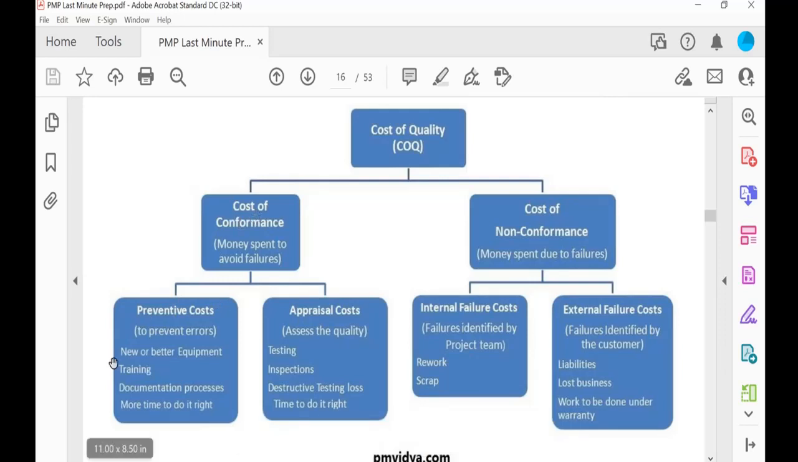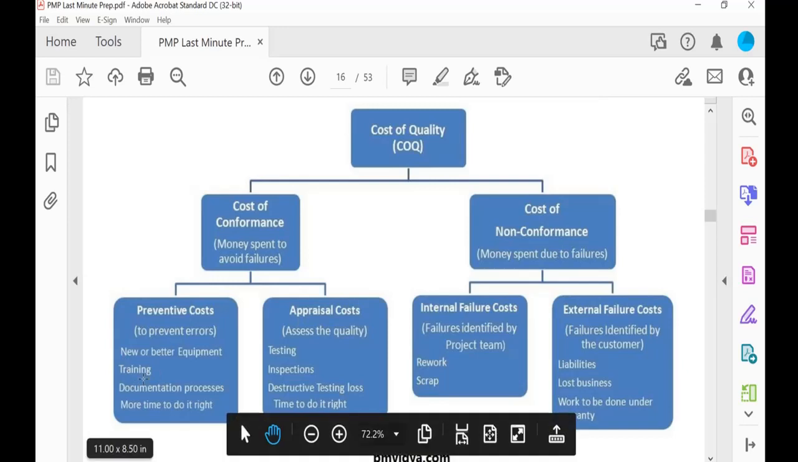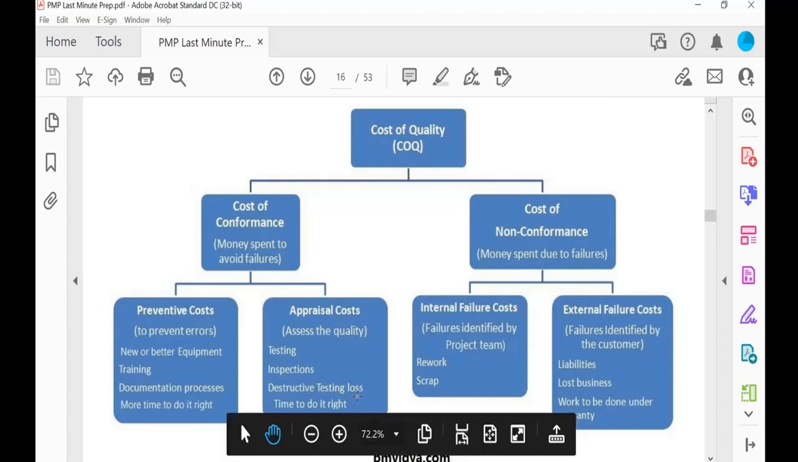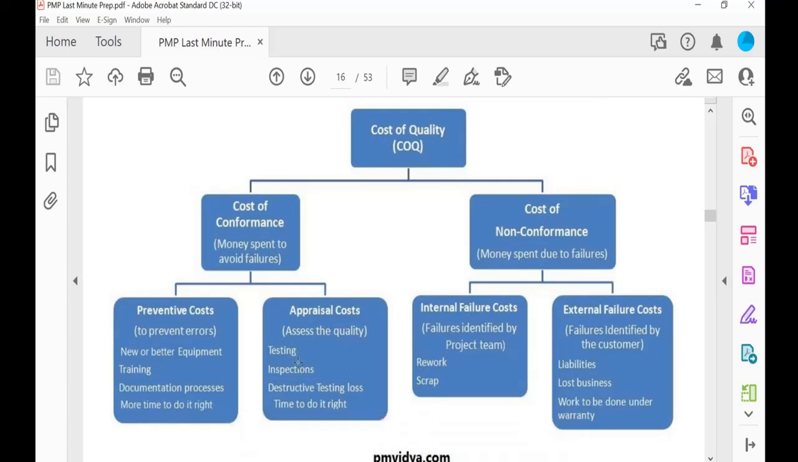There are some mock tests on that training. If you buy new or better equipment for the project work, that is also a preventive cost. And for the appraisal cost, that means assessing the quality. It relates to testing, inspection, destructive testing loss, or time to do it right. So you will get some questions asking what type of cost testing and inspection is: appraisal cost. That means before releasing, you check all the things.